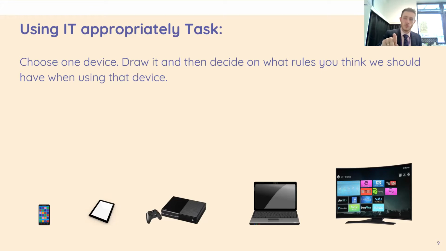So what are some of your rules that you might have to do with your phone or your person at home's phone, if you've got a games console, or if you're using the family laptop or the TV? Draw your device and tell me what you think should be the rules to keep you safe when you're using that device.